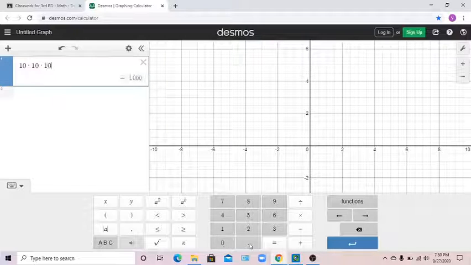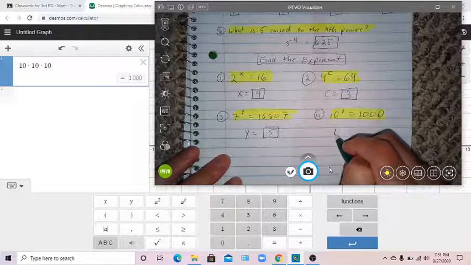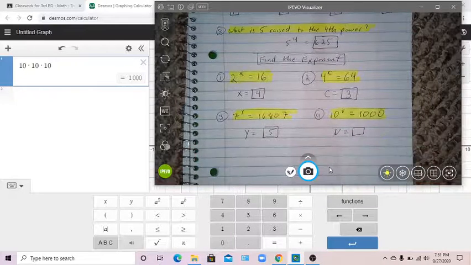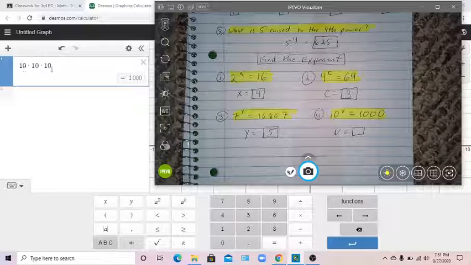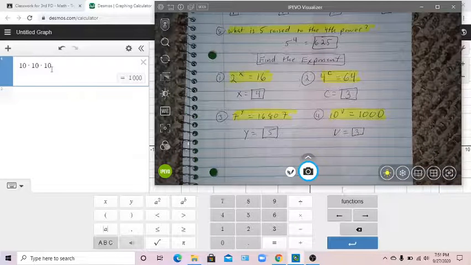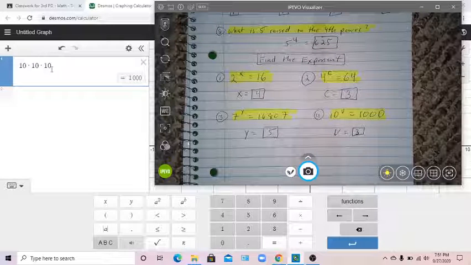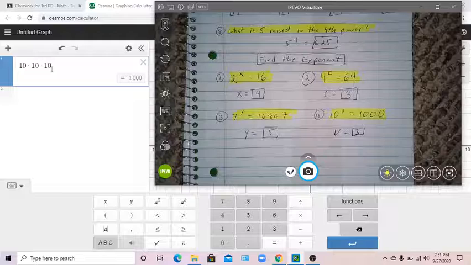Times 10. 10 times 10 times 10 gives 1,000. Notice I have 3 tens, and 3 tens multiplied together give me 1,000, which has 3 zeros. So v equals what? Look here, I have 3 tens, so 10 to the 3rd power, the exponent has to be 3. 10 is the base. It equals 1,000, which has 3 zeros, so the exponent should be 3.